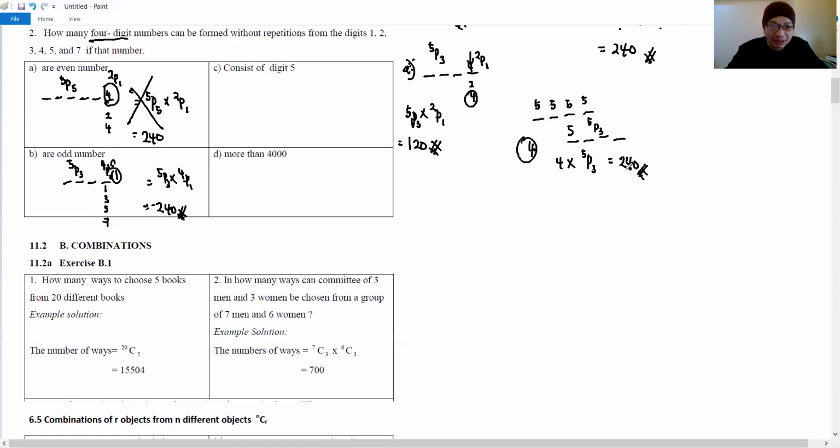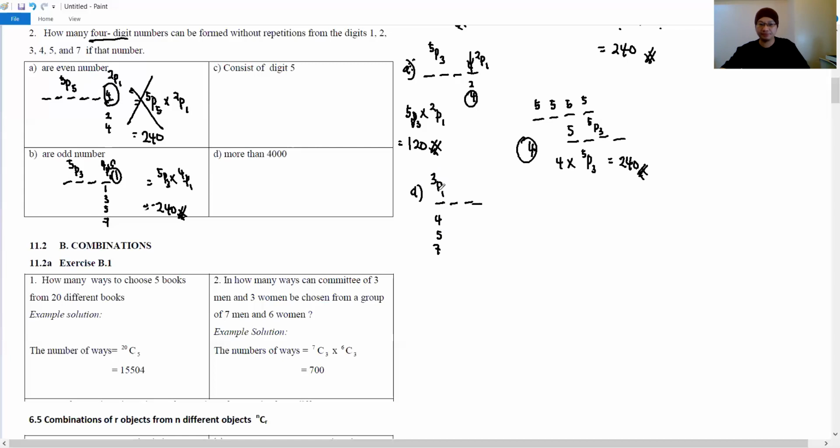Okay guys, so what's the next question here? The next question is more than 4,000. Okay, to solve question D, more than 4,000. What does that mean? That means the first digit here must be 4 and onwards. So it can be 4, it can be 5, and it can be 7, right? Available numbers here are 4, 5, and 7. So we got 3 options here. We need to choose one.